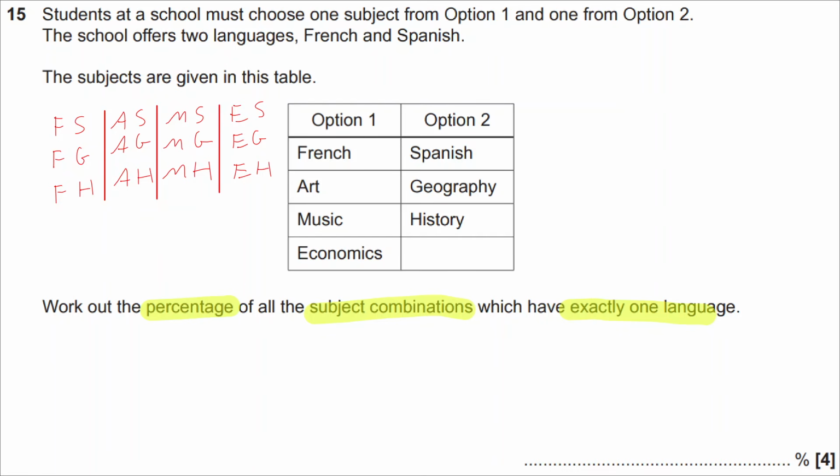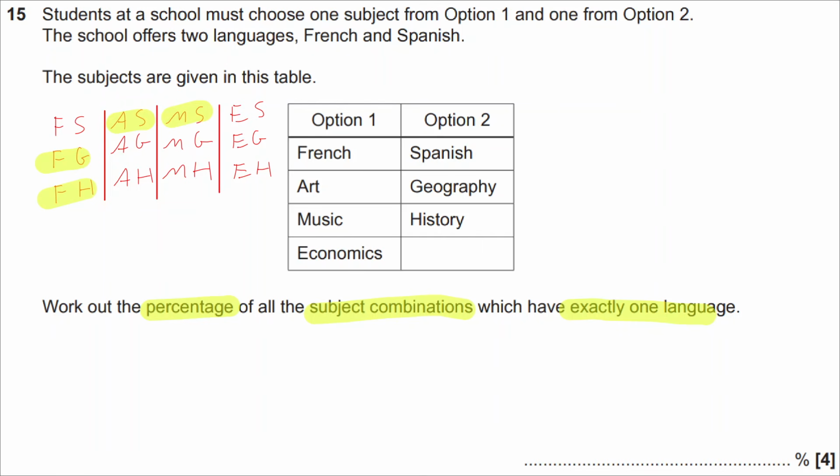Now, what you're trying to find is the percentage with exactly one language. So out of all of these here, which have exactly one language. If we look at the first one, French and Spanish, no, that's 2 languages. French and geography, this is good. You would include this. French and history, that's 1 language. French is a language. Art and Spanish, that's 1 language. Art and geography, that's no languages. Art and history, no. You've then got maths and Spanish. Spanish is a language.